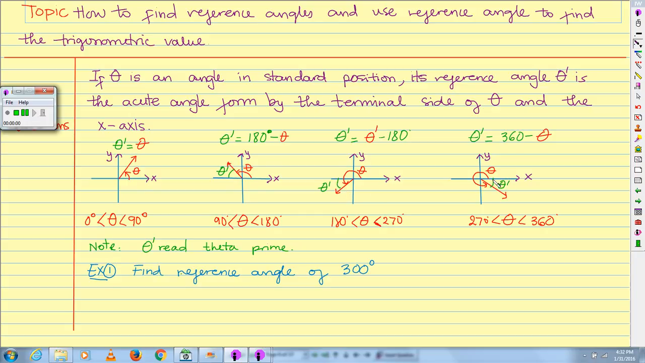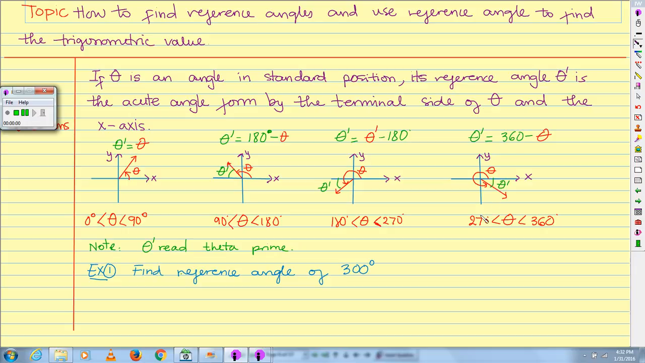Let's move on to the last example. In this case, the given angle theta is between 270 degrees and 360 degrees, and the terminal side of the given angle theta is in quadrant 4. Therefore, the reference angle theta prime formed by the terminal side and the x-axis is this acute angle right here.